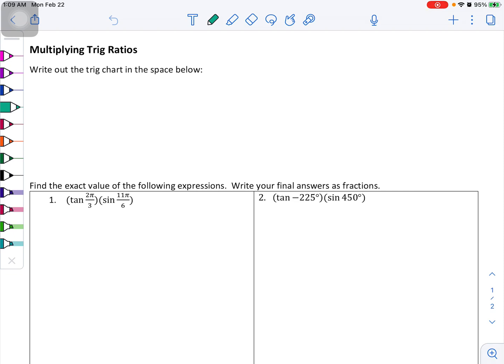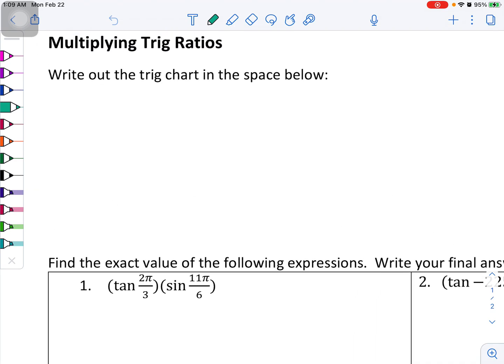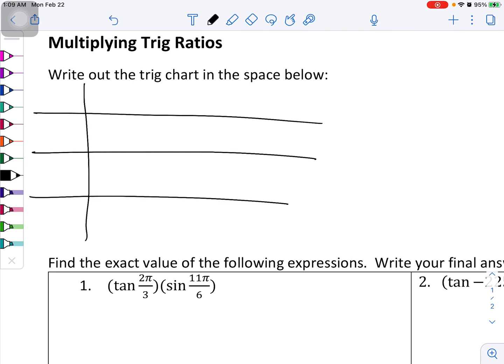So we're going to use what we did in the last lesson, or note sheet, about finding exact trig values to now multiply trig ratios. We're going to start with the same piece of information, which is the trig chart.